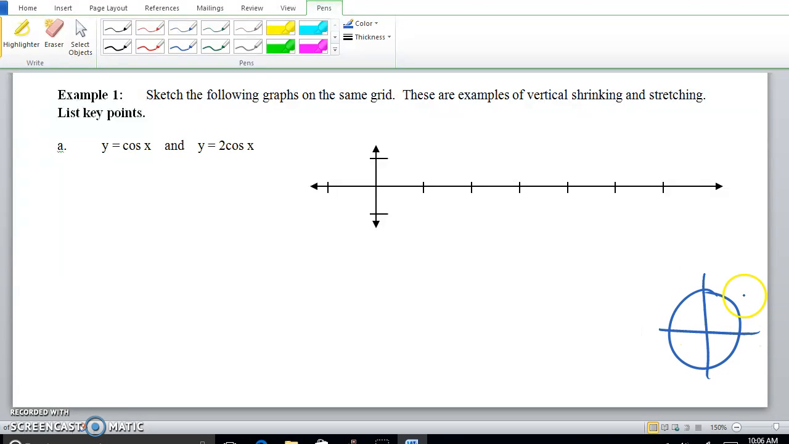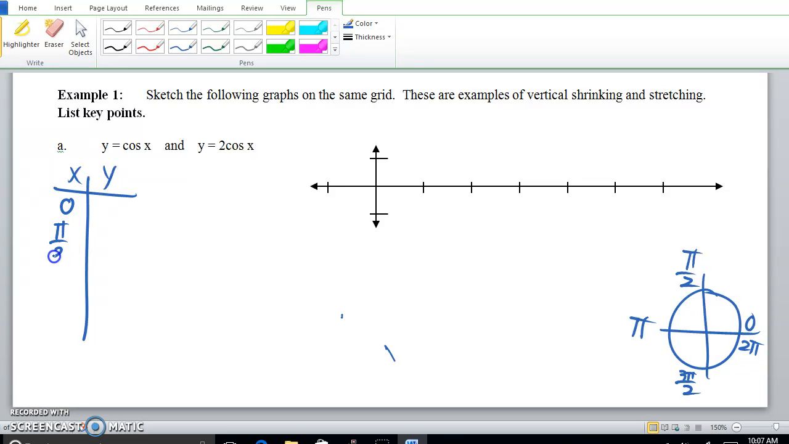So basically what your 5 key points are: 0, pi over 2, pi, 3 pi over 2, and then back to 2 pi. So if you notice, I listed 5 values for theta. And it'll get more complicated at times, but we'll just wait until we get to those. Okay, so on this first one right here, cosine of x, we're going to start out pretty easy, so we're just going to keep plugging in 0, pi over 2, pi, 3 pi over 2, and then 2 pi.